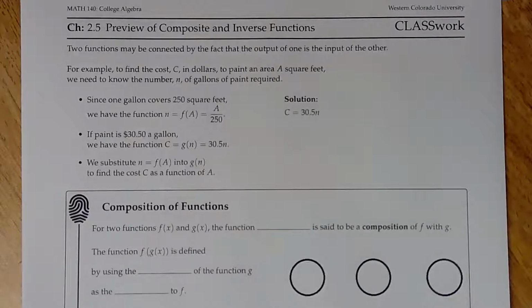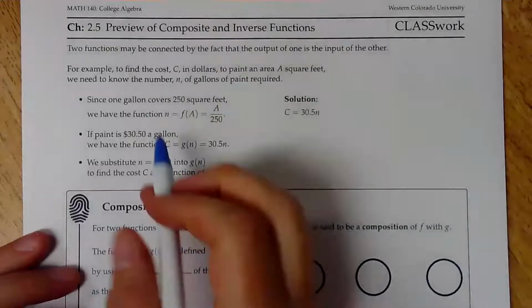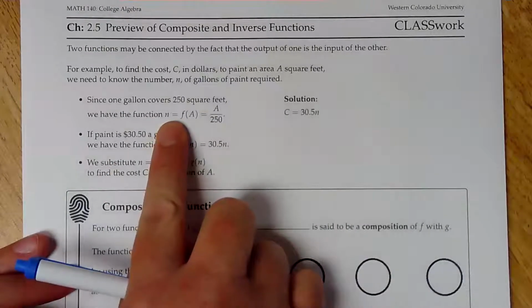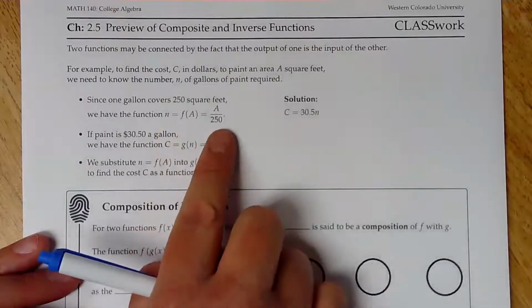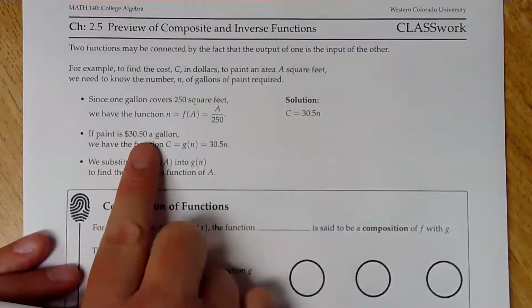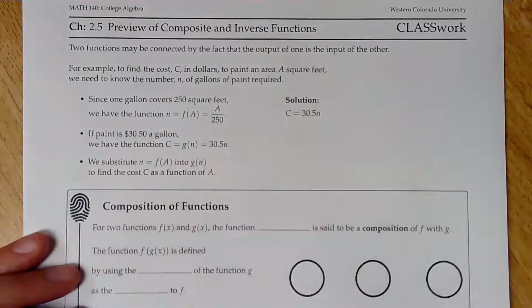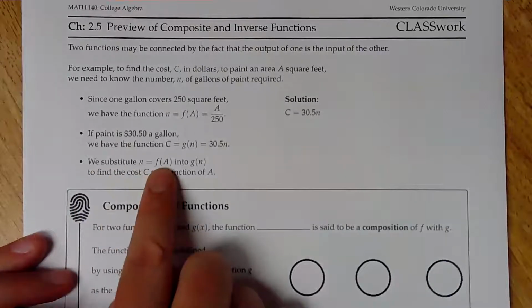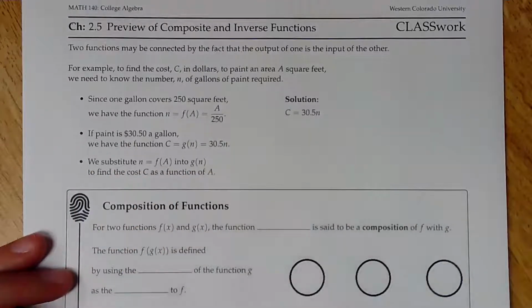If we need to find the cost, C, in dollars, to paint an area A square feet, we need to know the number of gallons of paint required. So we have a couple of formulas here. We know that 1 gallon covers 250 square feet, so the number of gallons we need is a function of the area. That's A divided by 250. Then if paint is $30.50 a gallon, we would take however many gallons we need and multiply that by the $30.50. So we're going to substitute n equals f of a into g of n so we can get this cost.